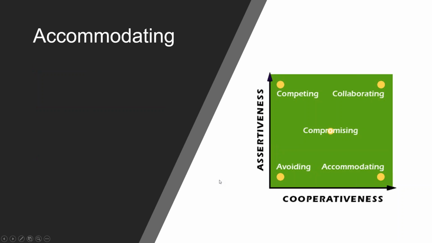Let's talk about the next one, which is accommodating. Remember, accommodating is where you lose and the other party wins. So why would you want to do that? Well, as I mentioned earlier on in the broadcast, if the relationship is more important than the issue, it might be prudent for you to let the other person have it their way.